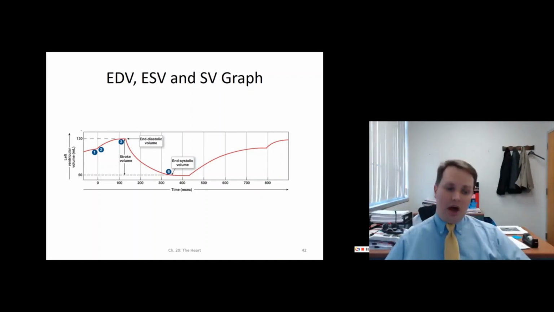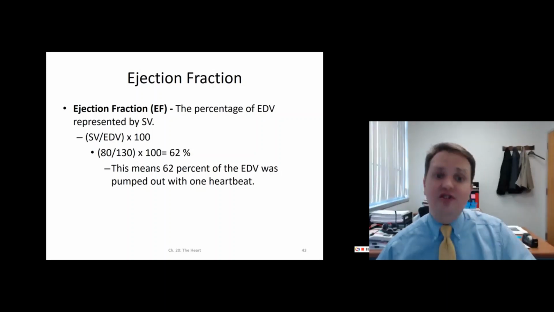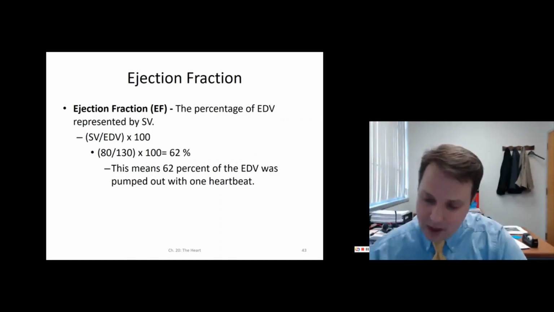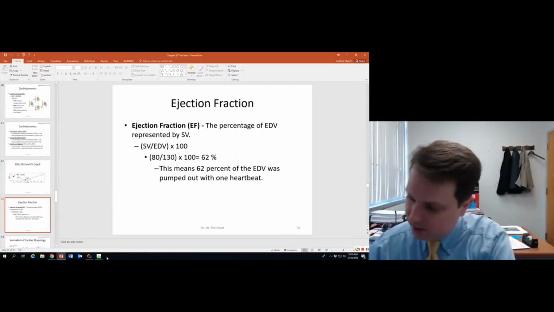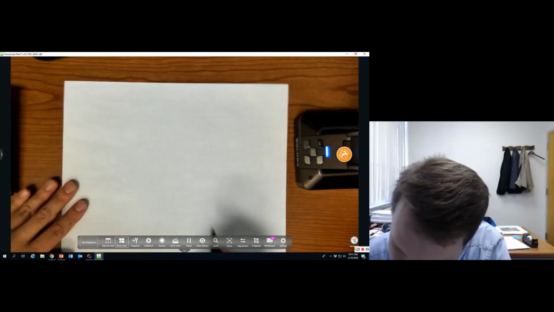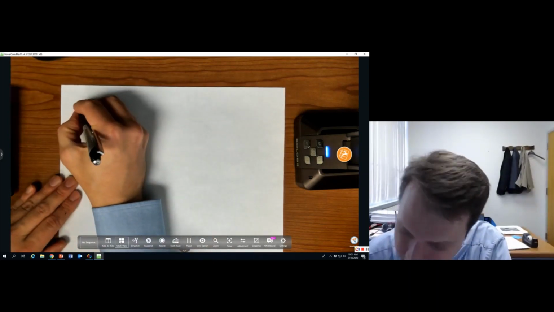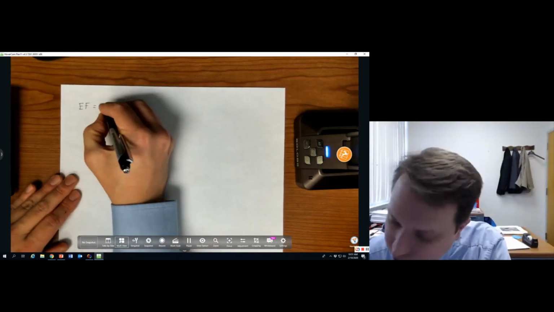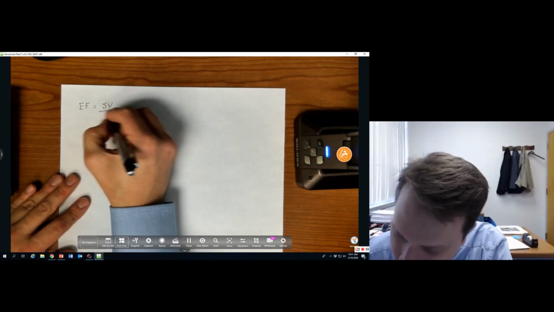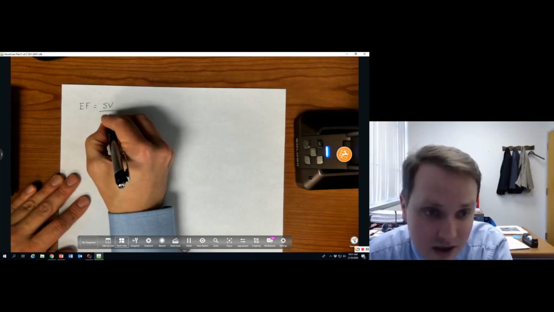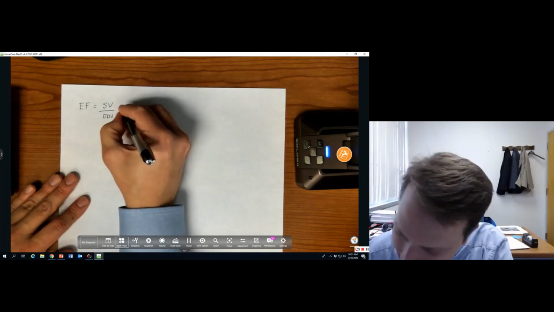Now, ejection fraction. What is ejection fraction? Percentage of EDV represented by stroke volume. So it is nothing more than stroke volume over EDV, multiplied by 100.